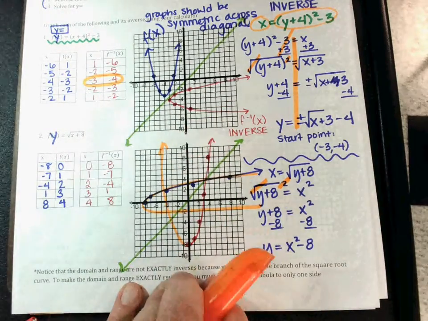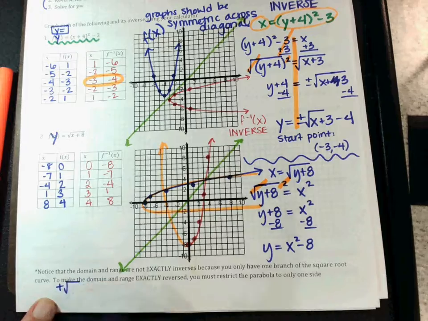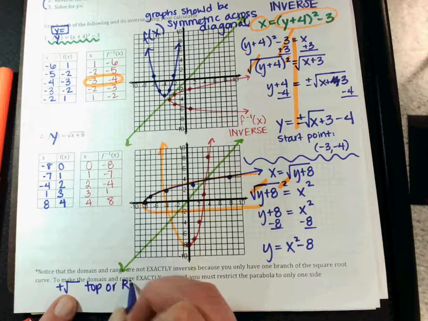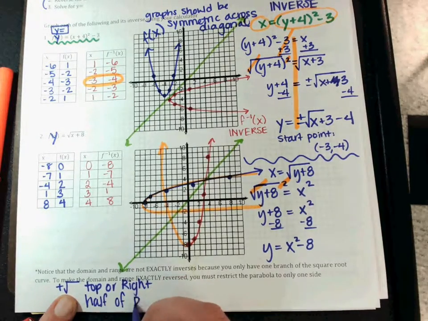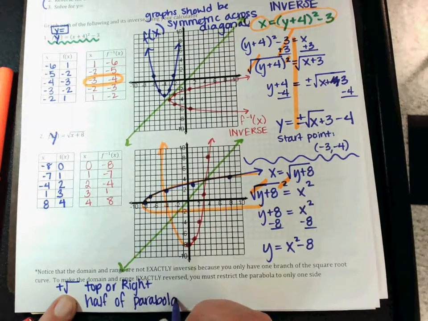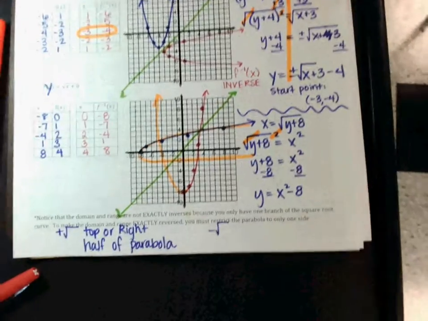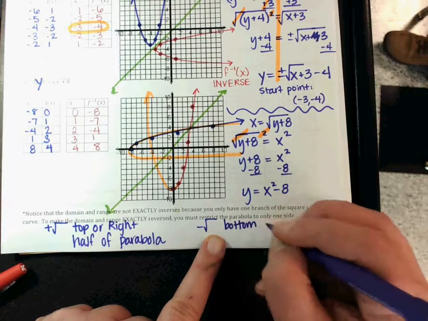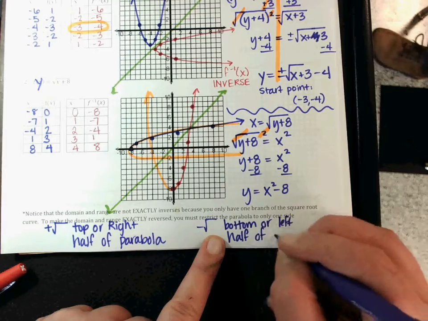So from now on, you're not ever going to have both. You're going to have to pick a side. So we're going to write that down here at the bottom. If it's a positive square root, that's going to be the top or the right half of the parabola. And if it's a minus square root, that's going to be the bottom or the left half of the parabola.